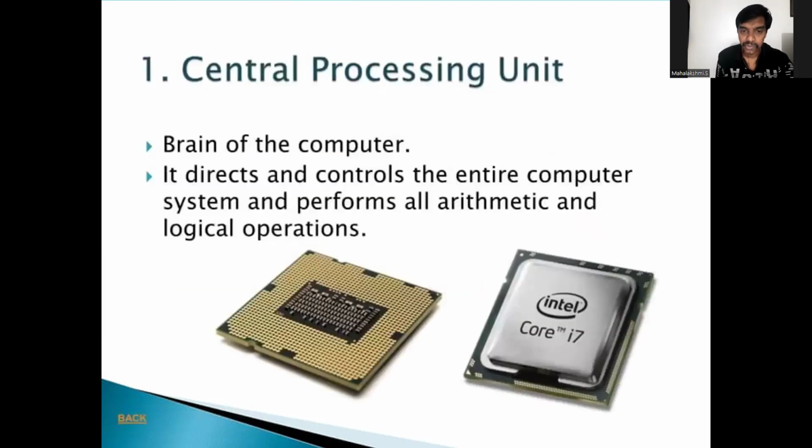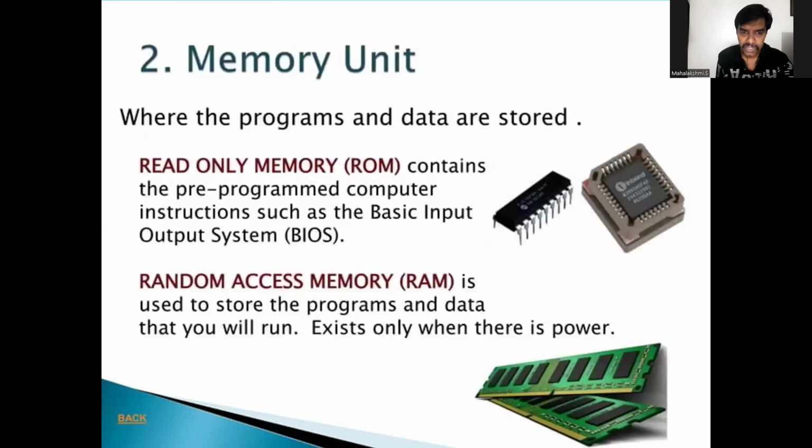First, we are going to see the CPU, or central processing unit. It acts as the brain of the computer. It directs and controls the entire computer system and performs all operations like arithmetic and logic operations. The computer's memory unit is classified into two types: ROM and RAM. ROM contains pre-programmed instructions, and RAM is used to store the programs and data that can be used to run.